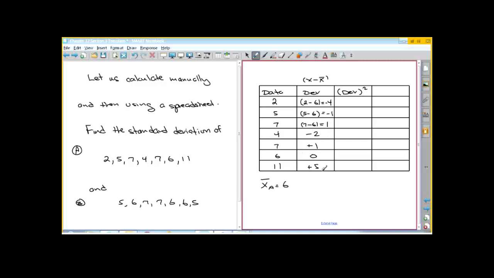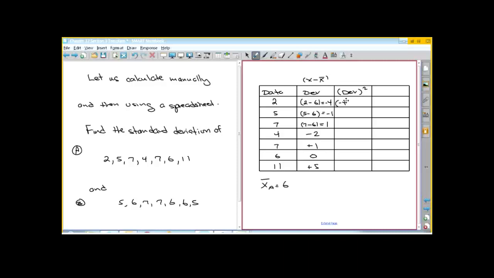So these are my deviations. And if I add all my deviations together, I should get 0. So negative 4 minus 1 is negative 5. Plus 1 is negative 4. Minus 2 is negative 6. Plus 1 is negative 5. Plus 5 is 0. So the deviations always add up to 0 relative to the mean.